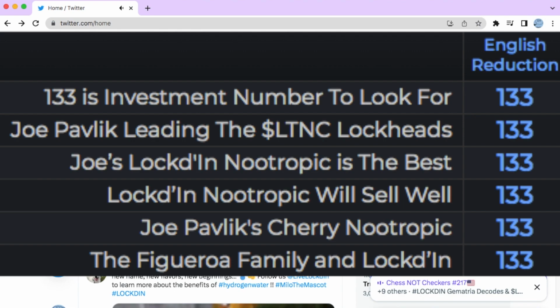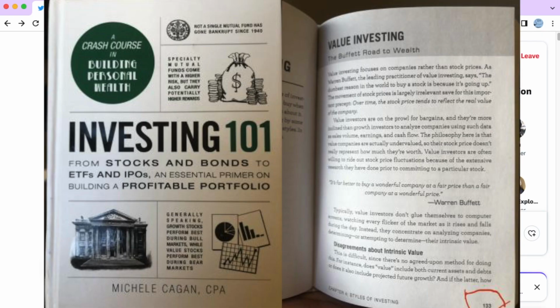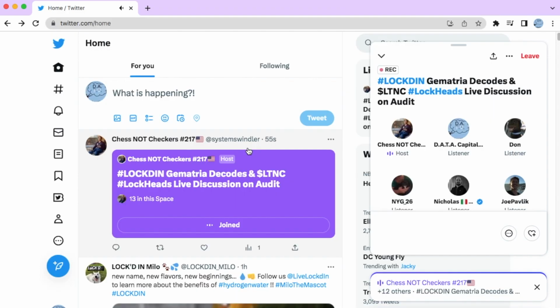And I have my book right here, Investing 101 by Michele Cagan. And funny enough, on the 133rd page, it brings up Warren Buffett for the first time, talking about value investing. So that's the gematria I wanted to share today.